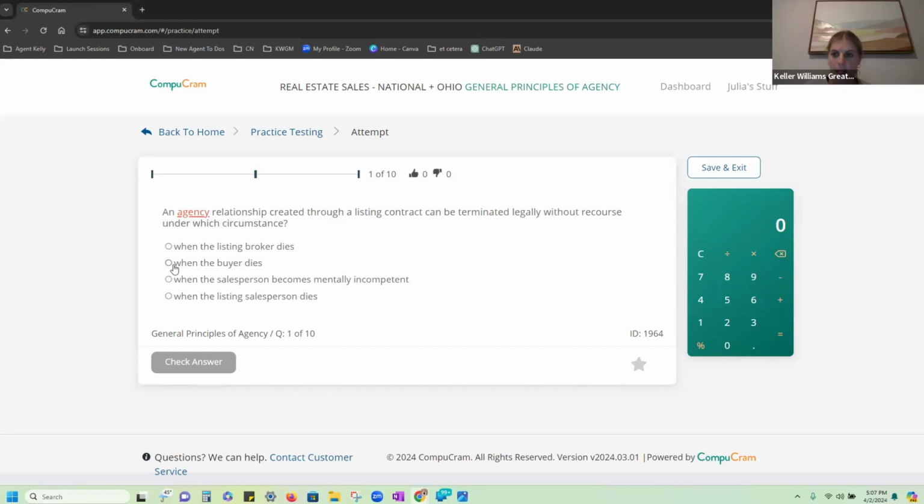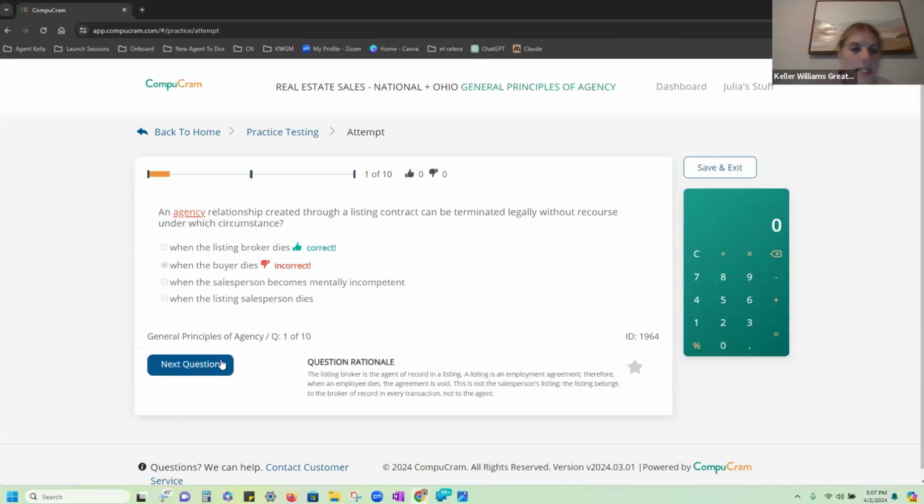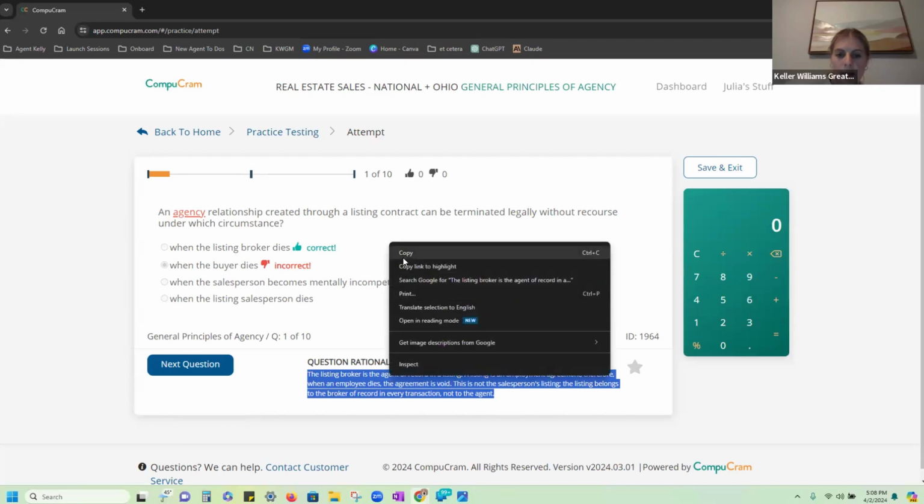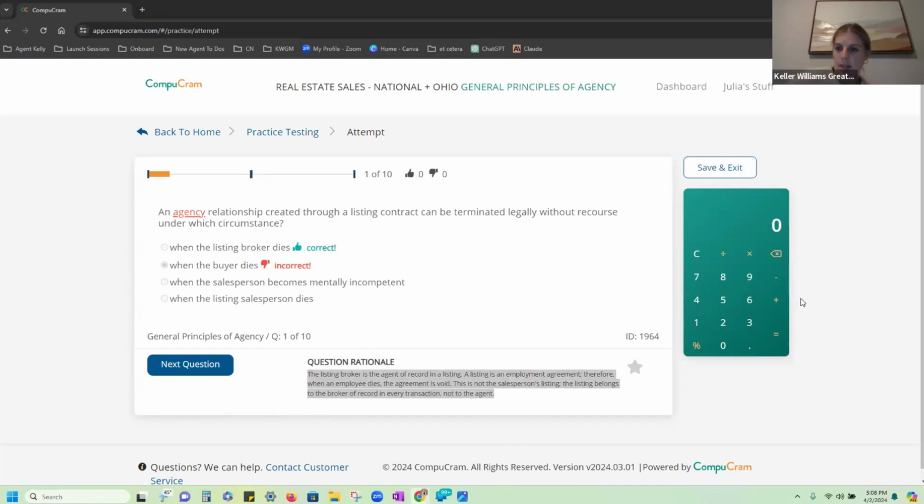All right, we have B as a guess. What is A? When the listing broker dies, and that's because this is through a listing contract. It would not be when the buyer dies, it would be when the listing broker dies. The listing broker is the agent of record in the listing. The listing is an employment agreement, therefore when the employee dies, the agreement is void. Okay.